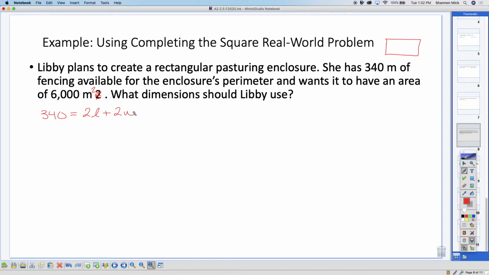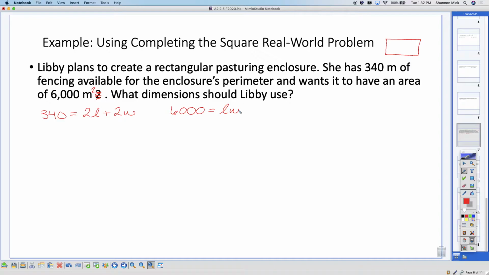What else do I know? She wants the area to be 6,000 meters squared. How do I find area? Length times width. So I have two equations and two unknowns, so I'm going to have to use one equation to solve for a variable and then plug back in like we have done before. This kind of problem is never going to go away.